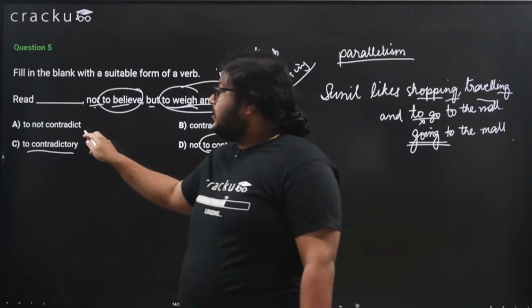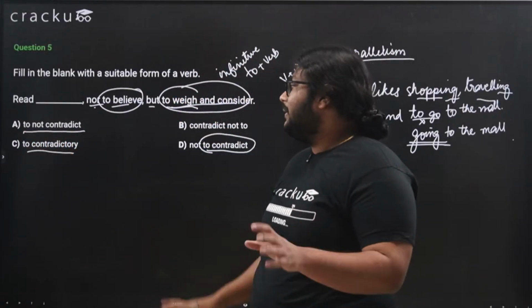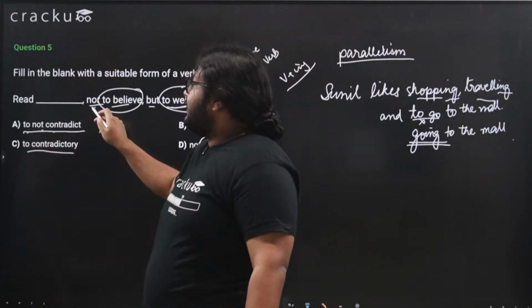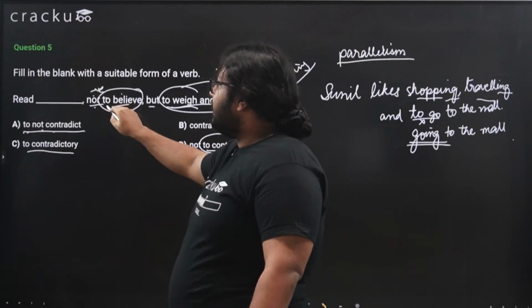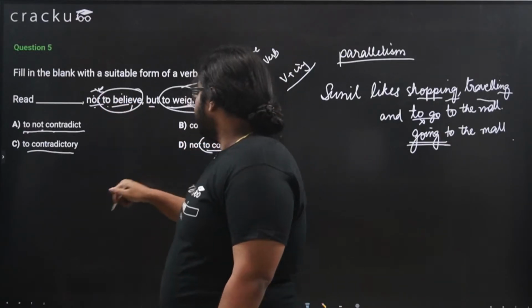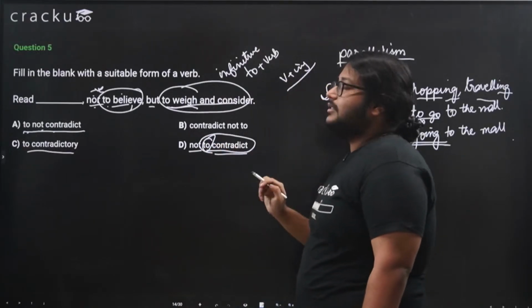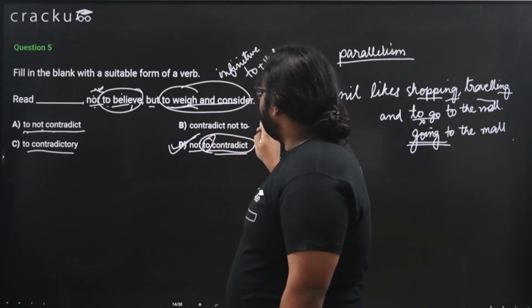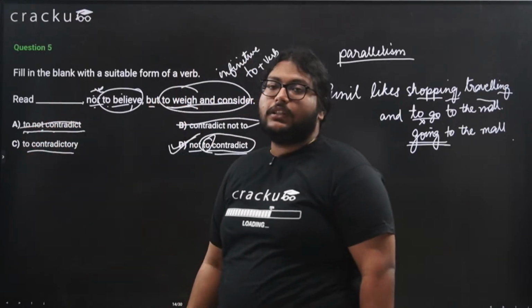To not contradict also might seem tempting, but it's not the correct choice, because here the structure is nor to believe, like the negative, then to, then believe. So here also we want the negative, then to, then the word. So option D should be the correct choice. B and A can be rejected because they do not follow the parallel structure.